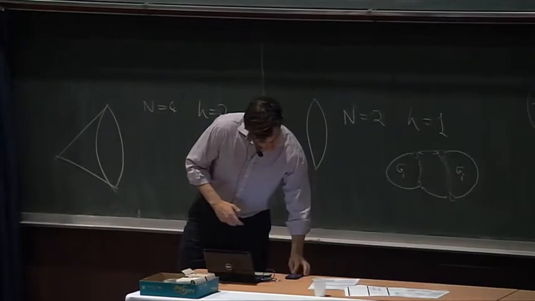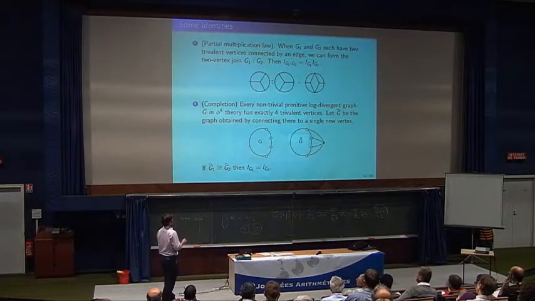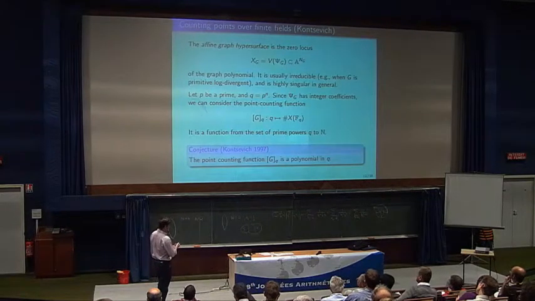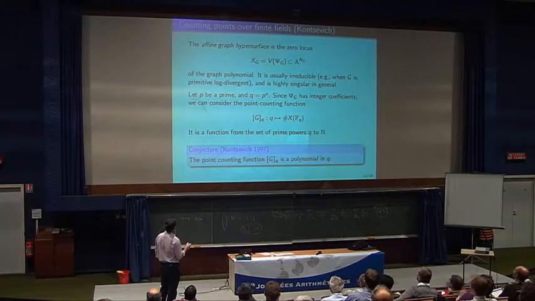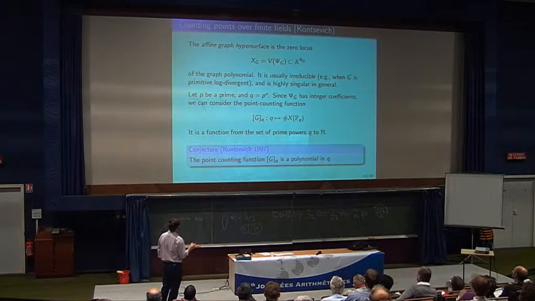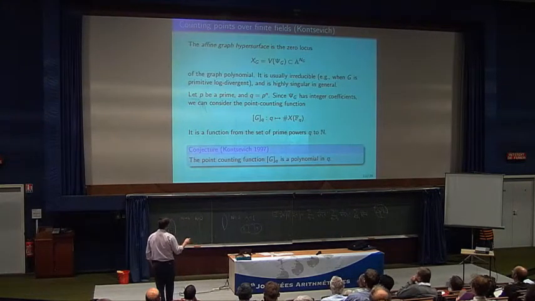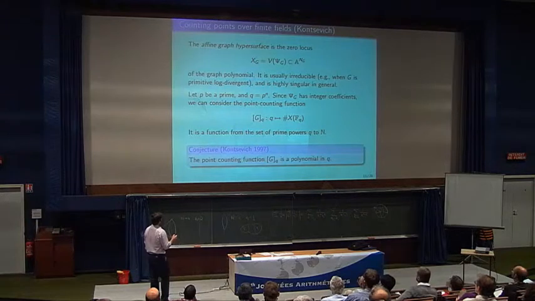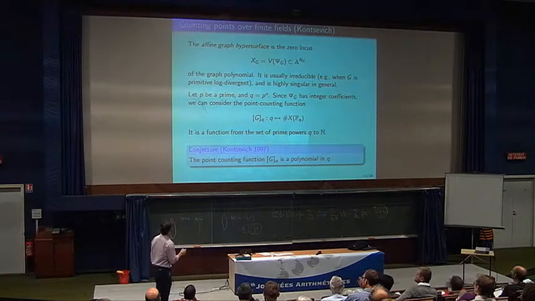Okay, so it's much too difficult to calculate integrals, so instead I'm going to count points over finite fields. So for this, we define the affine graph hypersurface to be the 0 locus of the graph polynomial in affine space. Okay? So in all our cases, this is an irreducible hypersurface, but it's extremely singular. And in general, we just do not really understand the singularities of this thing very well.